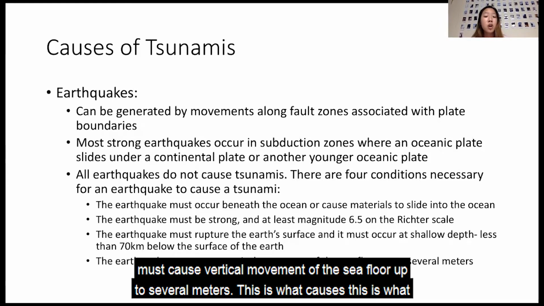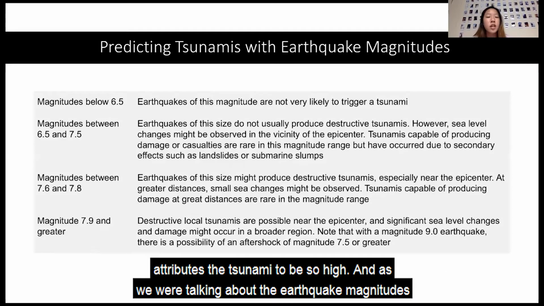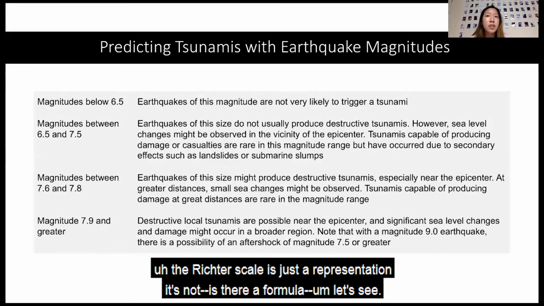The earthquake must cause vertical movement up the seafloor up to several meters. This is what attributes the tsunami to be so high. And as we were talking about the earthquake magnitudes, the Richter scale is just a representation.